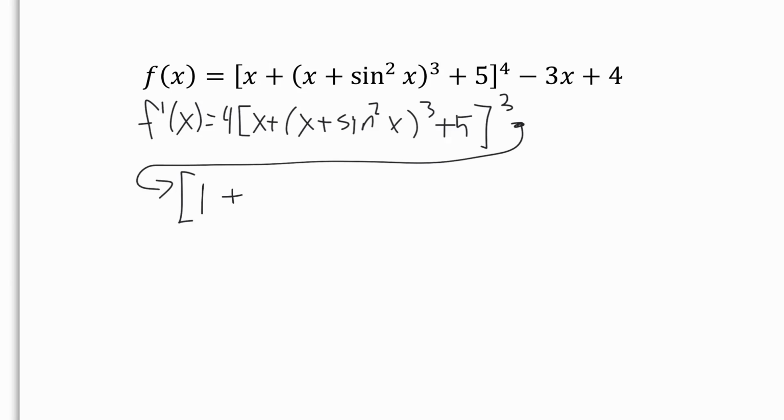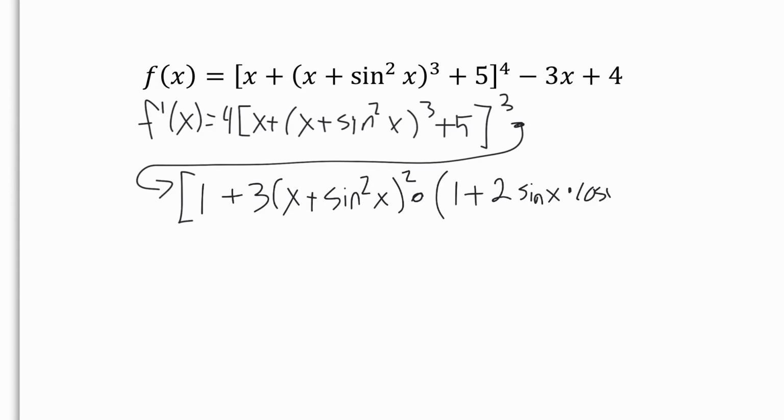The next piece, though, requires a chain rule again. So we do 3x plus sine squared x to the power of 2 times. Well, now in here we have 1 plus, because the derivative of x is 1. Sine squared will be 2 sine to the 1, if you want, times cos x. So that finishes off the derivative for this term here. And then we know the derivative of 5, of course, is 0. So we can close off the brackets.